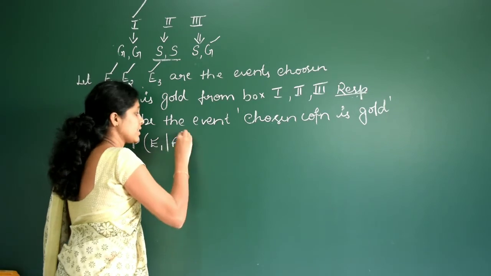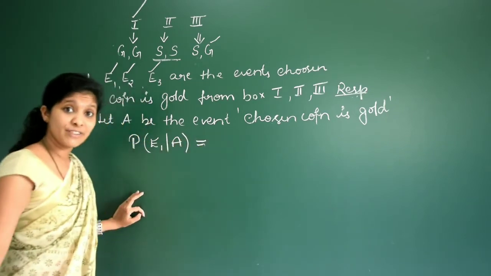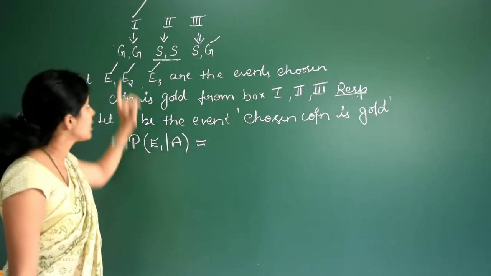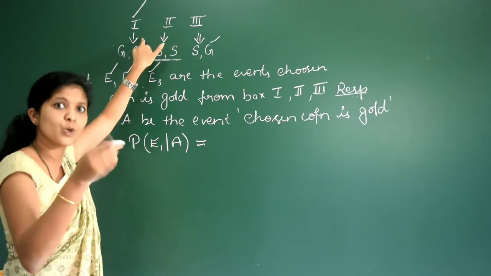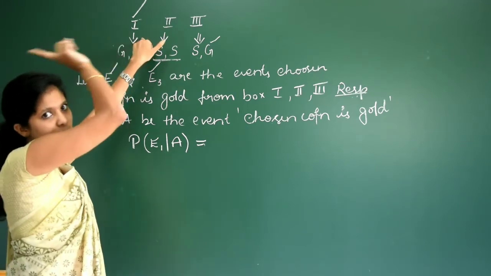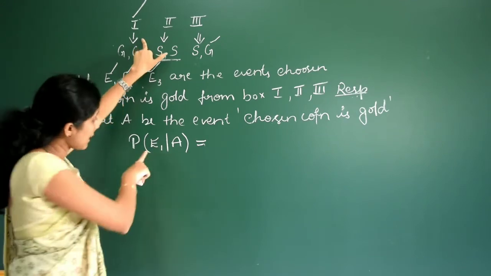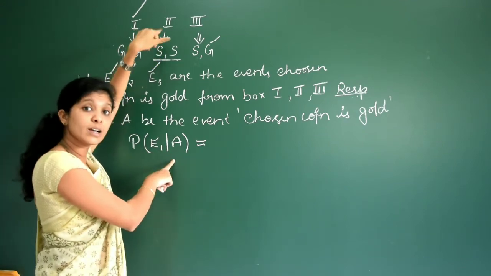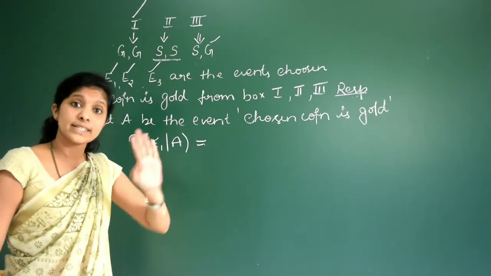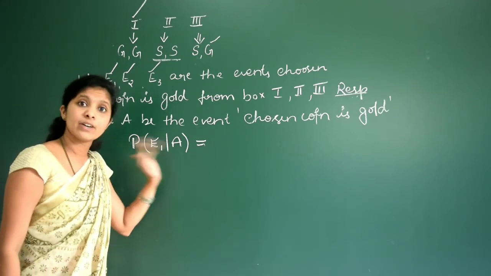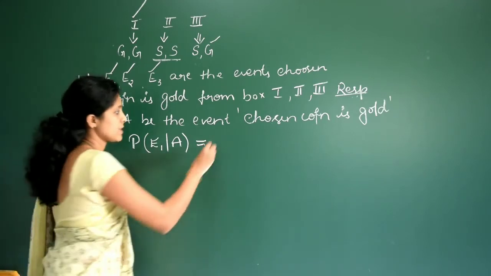I hope you are getting this. Okay, you are finding the probability that it should be from the first bag, because both should be gold, which means only one possibility, the first bag. So you are finding the probability of the first bag where the coin is gold. The coin is gold is given. So probability of E1 given A.